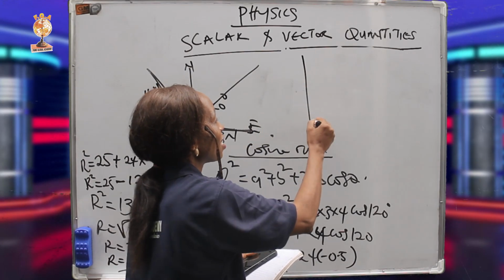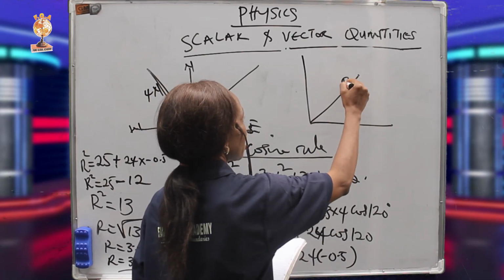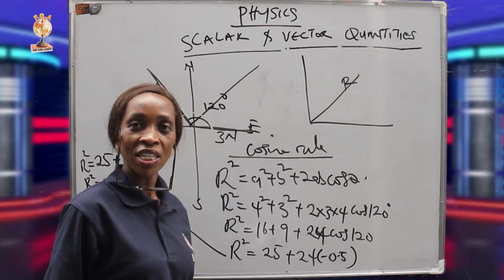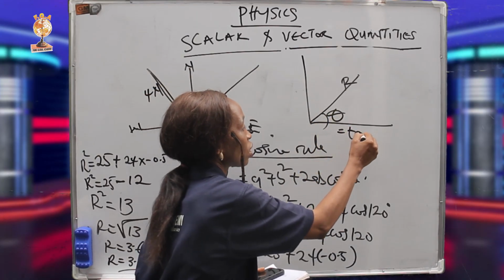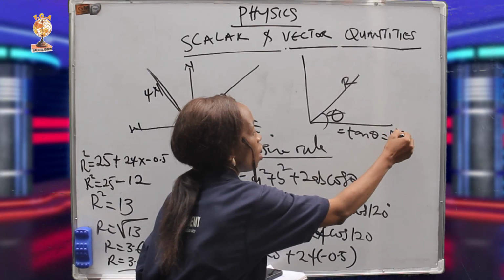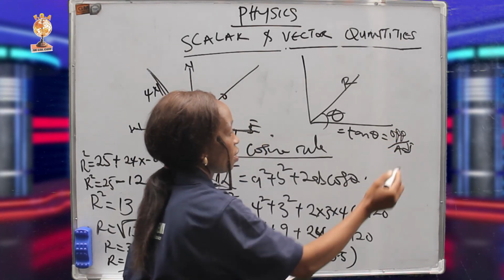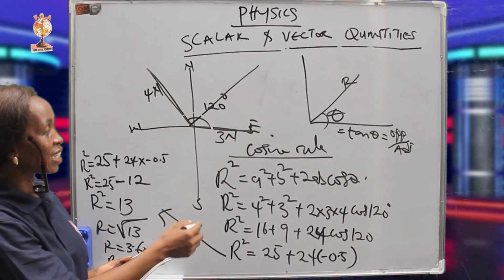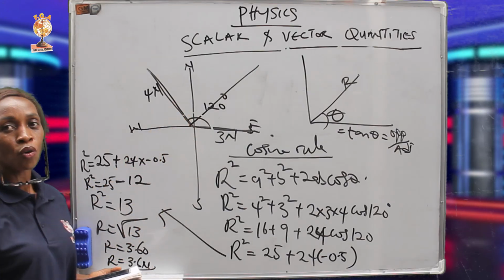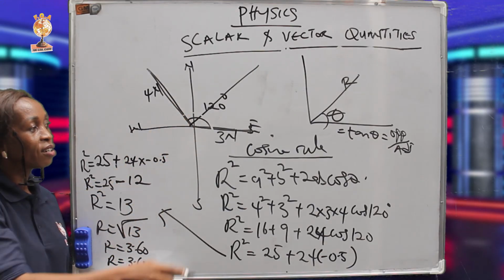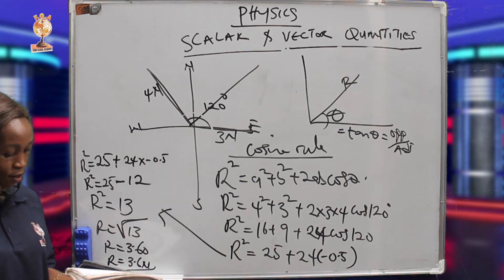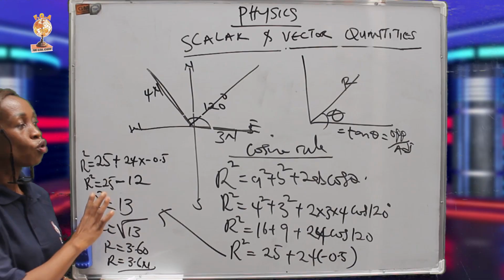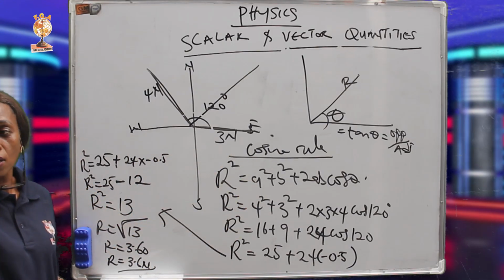When we had 90 degrees to each other, the resultant also made an angle, and to find that angle I used tan theta equals opposite over adjacent. But in this case, since the angle is not 90 degrees, I will no longer use the tan, I will use the sine rule. But before then, let me go through this again so it becomes clearer.